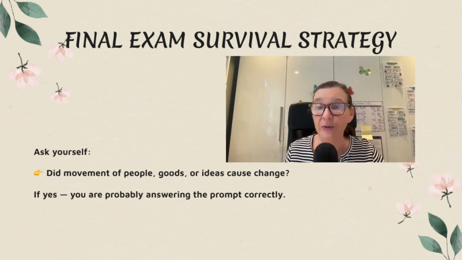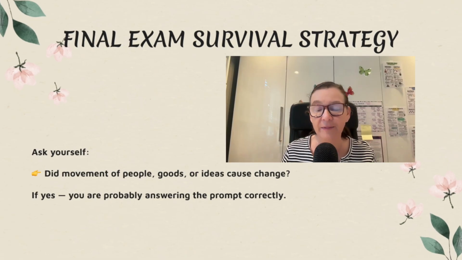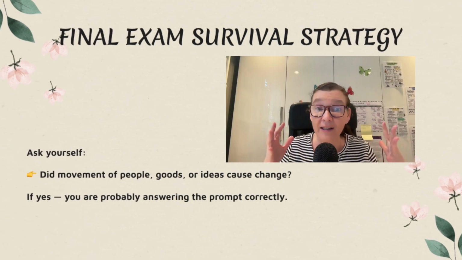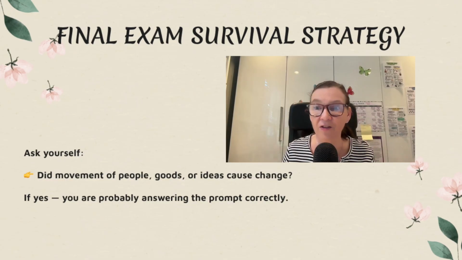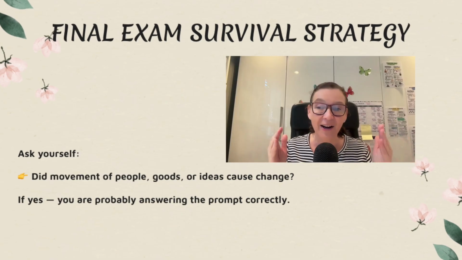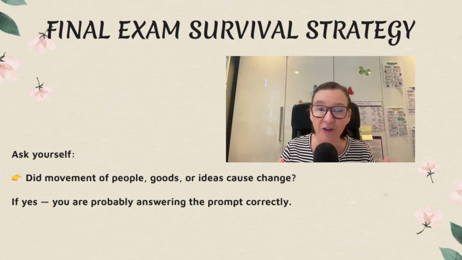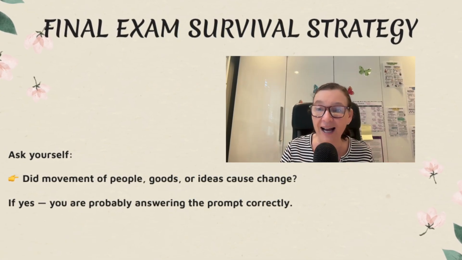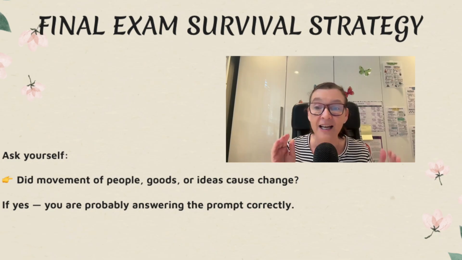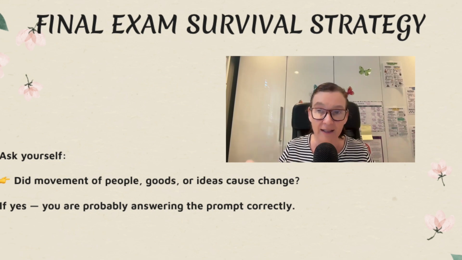If you do get a question where you get stuck, always return to connectivity. I remember my students last year on the DBQ, this was the 2025 exam, on one of the DBQs they mentioned pirates. A lot of them got so stuck on pirates. All they could think about was pirates, and they couldn't focus on what the big theme was. And I told them after, what do we connect it to? So you have to ask yourself, did the movement of people, goods, or ideas cause the change? And if yes, you're probably answering the prompt correctly. So don't hyper focus on one thing. Think of it as a big theme connected to evidence.